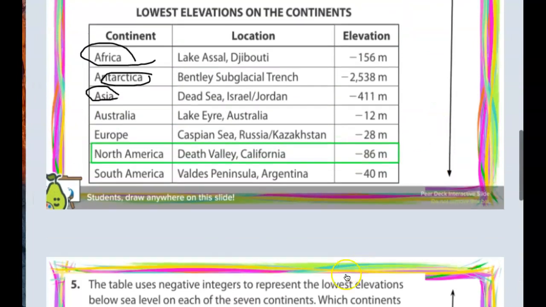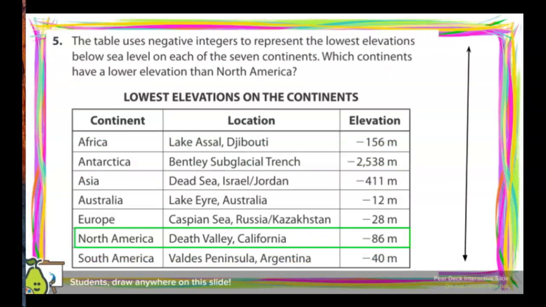All right, I saw your answers, guys. They were so good, but I would like to hear someone. Which continents have a lower elevation than North America? Go ahead. Who haven't shared yet? Abby? All right, Angel, you first. Go ahead.